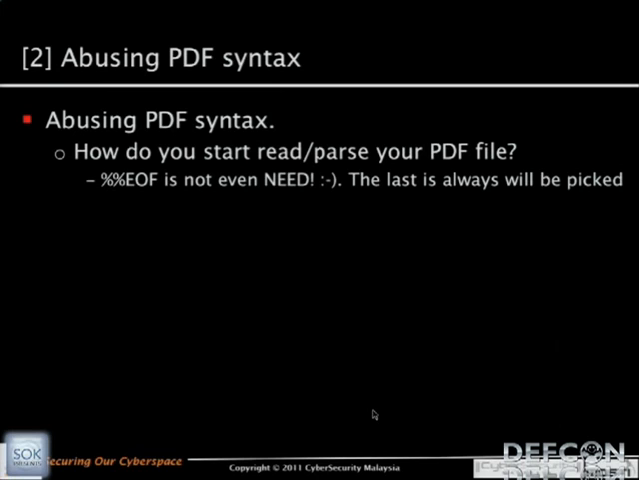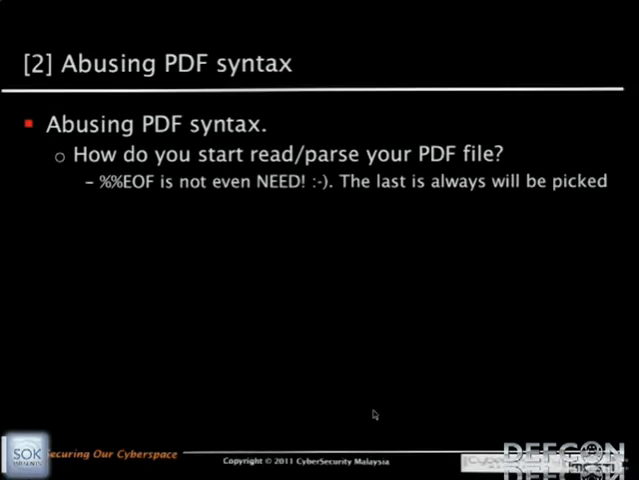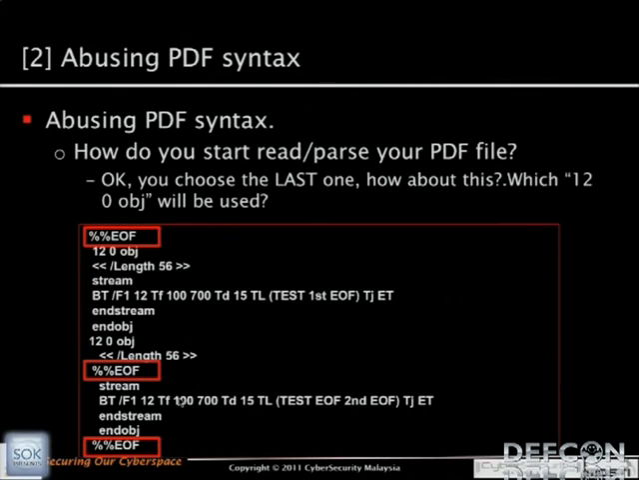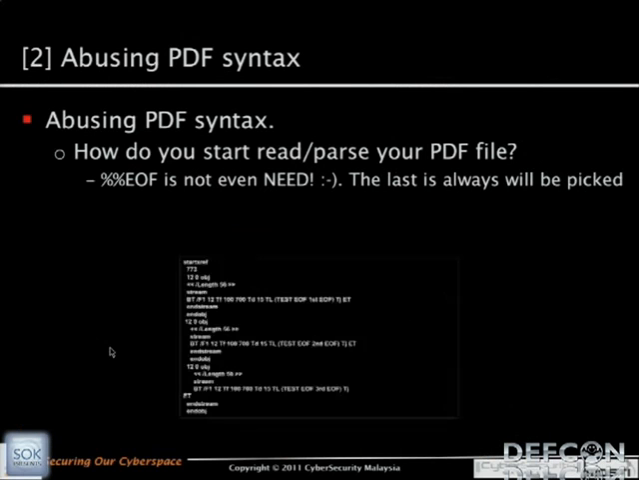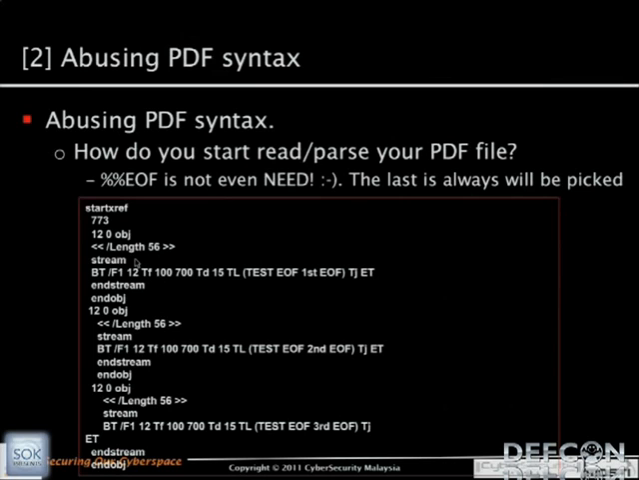Okay, but the truth is, the NL file is not even needed. If there is no NL file, your PDF application or reader can somehow manage to render it properly. So the last one of the declaration, for example, on this one, if you notice, the object 12, the last object 12 is always going to be the one that will be picked up by your PDF application. So like I say, this one declaration for object 12, the last object 12, will always be executed, okay?